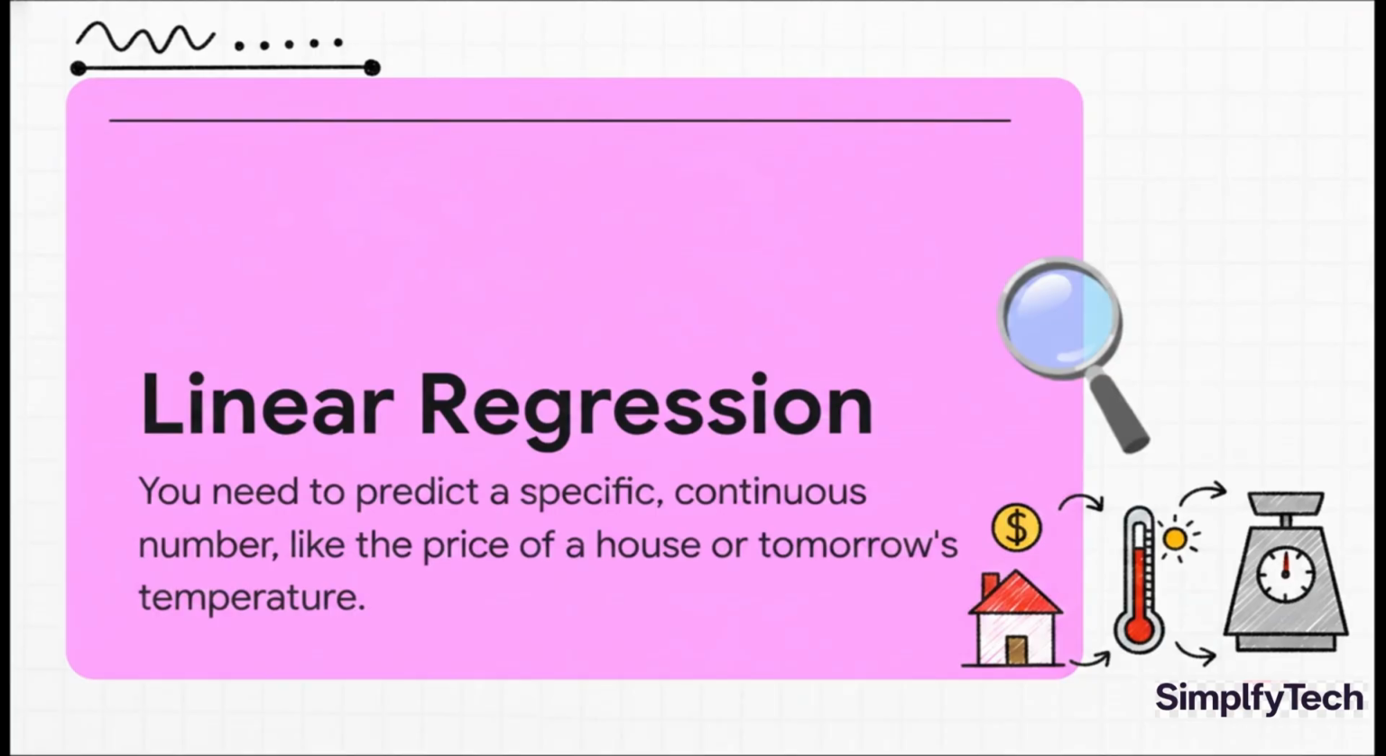So, rule number one is knowing which tool to grab for which job. If an exam question asks you to predict a number, a quantity that can be anything on a scale, like a price or a weight or a temperature, your brain should immediately go, aha, linear regression.